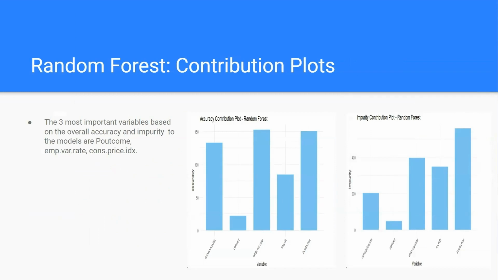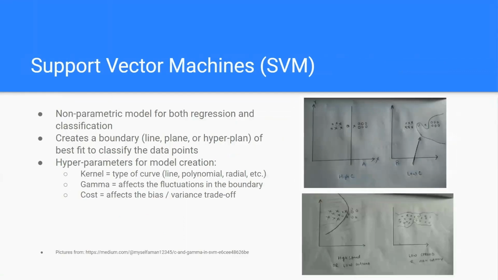Similar to the contribution plot for the caret package, we got our three most important variables for accuracy and impurity to be P outcome, the employment variation rate, and the consumer price index. Next, another non-parametric model we looked at was support vector machines, which is really good for both regression and classification. It basically creates a boundary line, plane, or hyperplane that best fits to classify the data points.